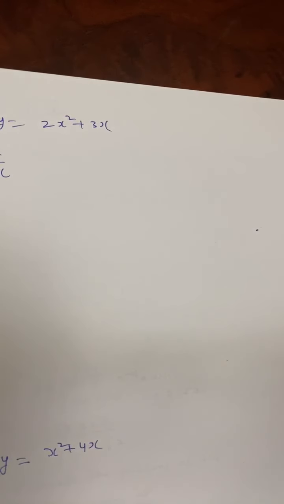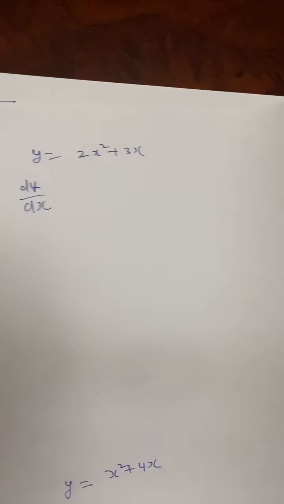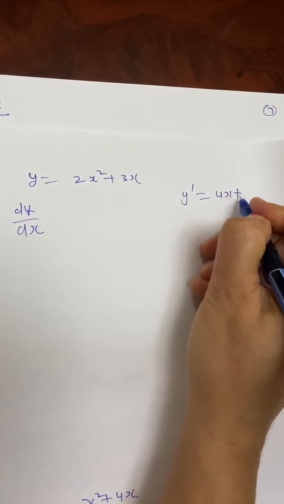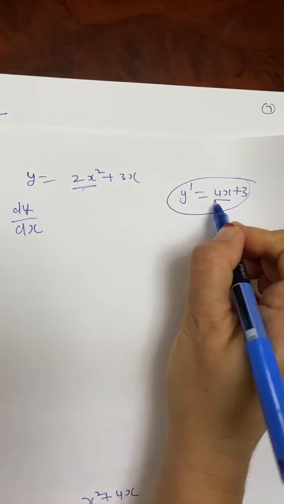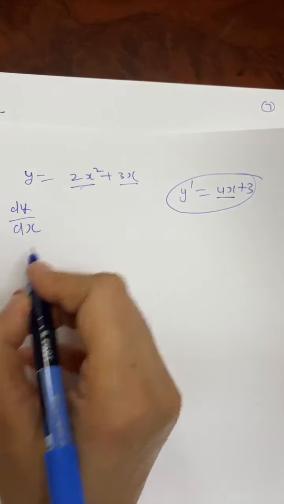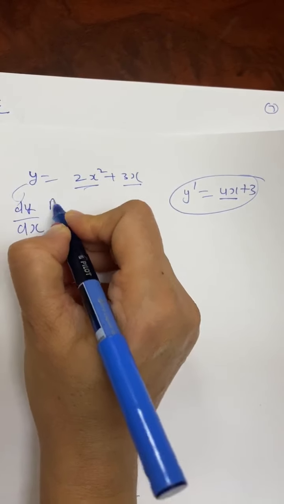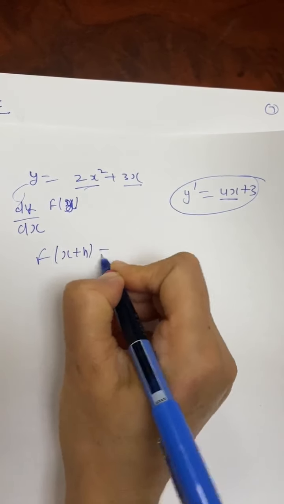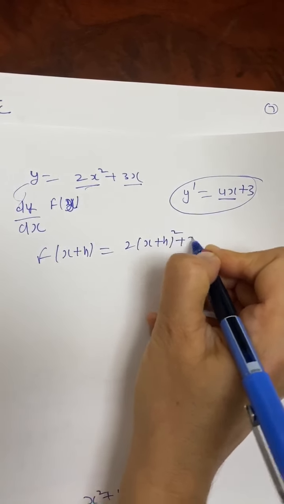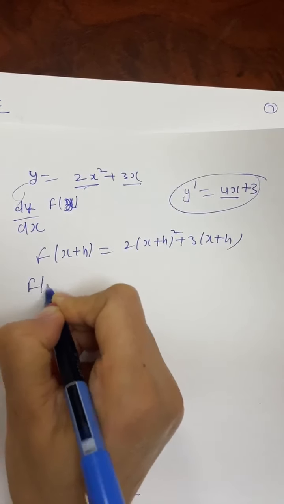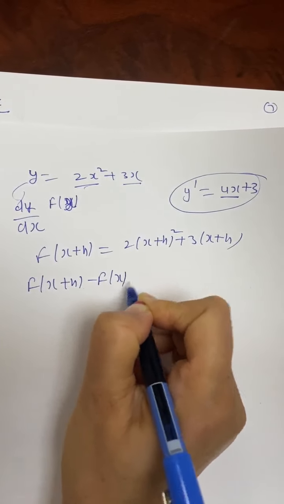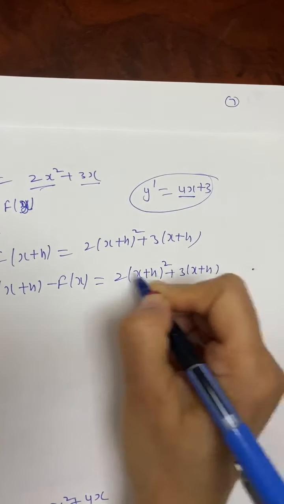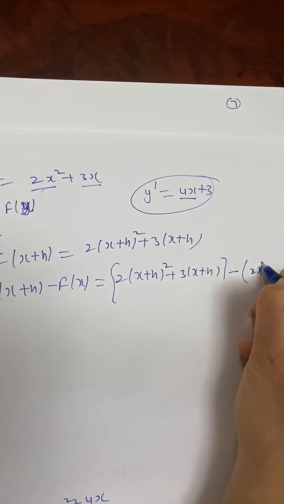Now I'm going to do 2x squared plus 3x, and I'm also going to do it using first principle here. So here y dash is 4x plus 3. We already know for 2x squared is 4x, for 3x is 3. Now I'm going to do it using first principle. So I'm changing y to f of x. And then I'm going to do f of x plus h, which is equal to this. And then next step, if you remember, we subtract. So this is going to be 2 into x plus h whole square plus 3 into x plus h, and then minus 2x squared plus 3x.